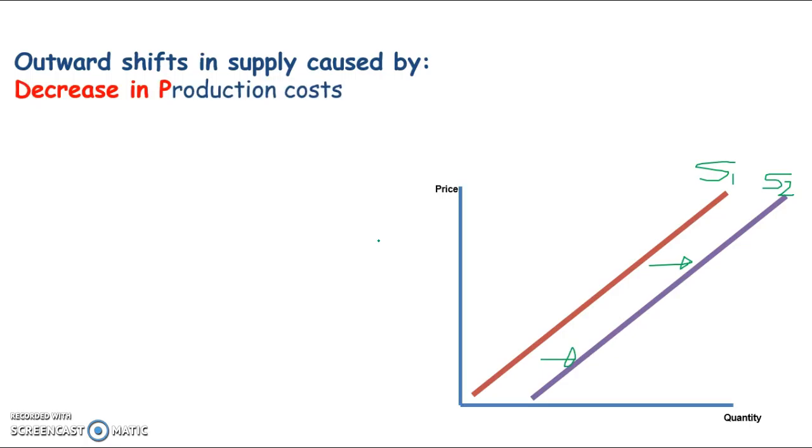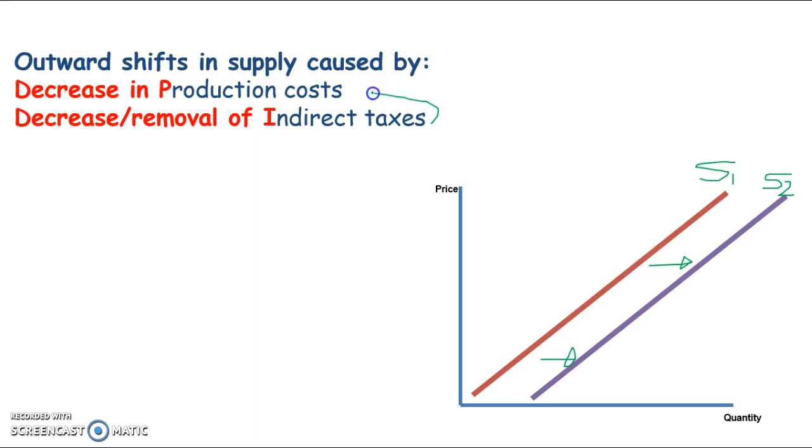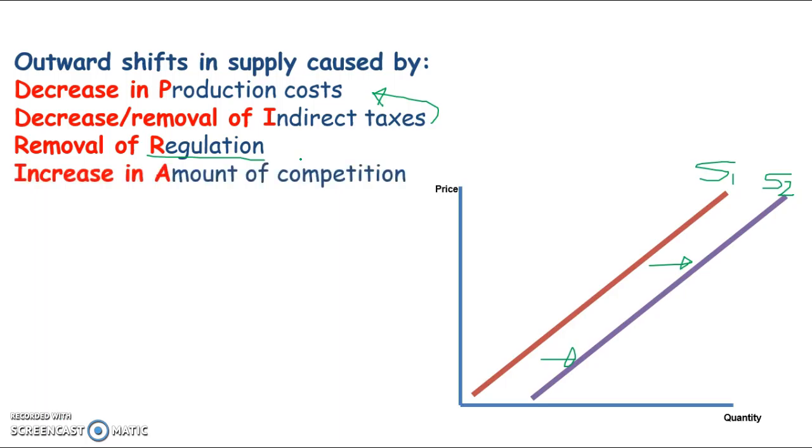make more with the resources that you have, or you can buy more resources. A decrease or a removal of indirect taxes. Again, that links to production costs. It's decreasing the cost of production. Removal of regulation. Now, regulation is quite a complicated thing, and we'll look at that when we look at government intervention. But generally speaking, removal of regulation means more firms find it easier to enter the industry, so therefore it increases the amount of supply.